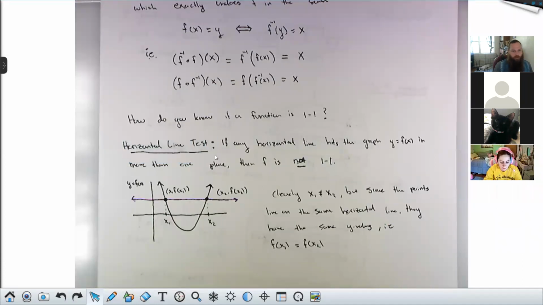So you just imagine drawing a ton of horizontal lines. If any of them hit the graph more than once, you're not one-to-one. If none of them hit the graph more than once, then you are one-to-one. Okay, so we know how to tell if a function is or is not one-to-one.